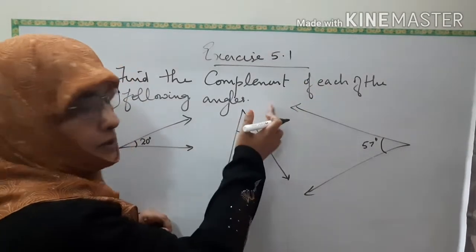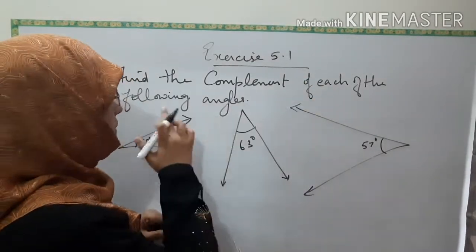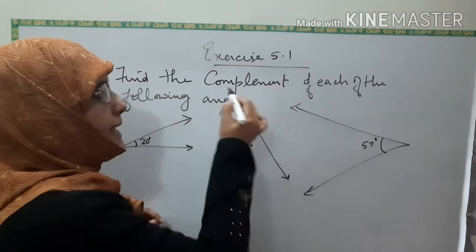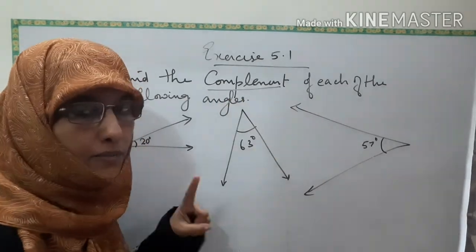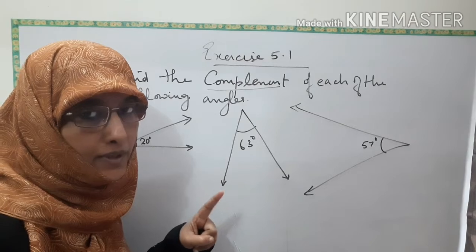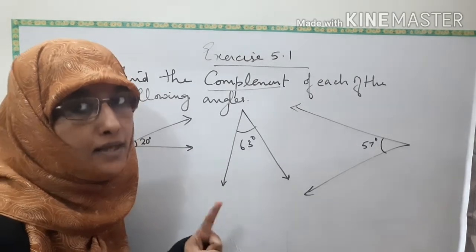Exercise 5.1, first question. Find the complement of each of the following angles. Find the complement of. So, do you remember the word complementary? Complementary means when you add, you should get the sum as 90 degrees.